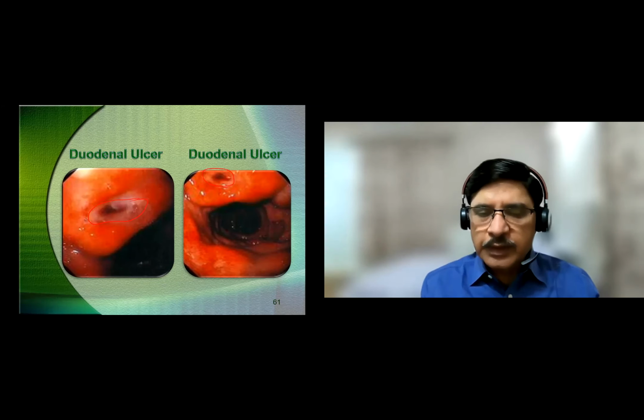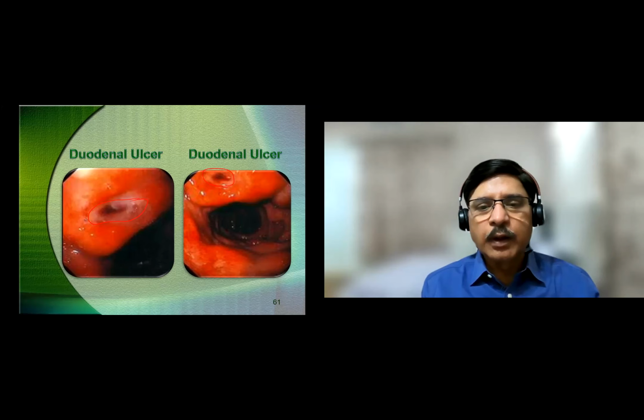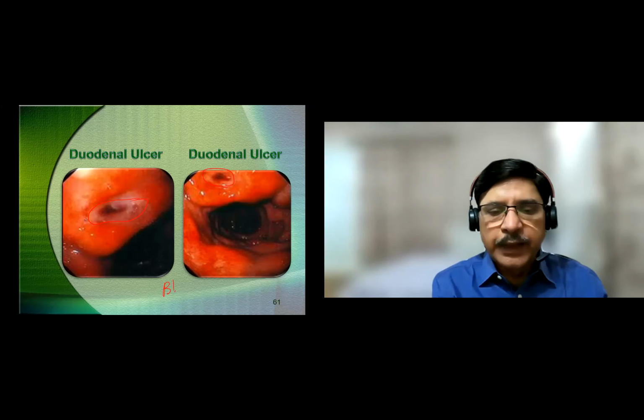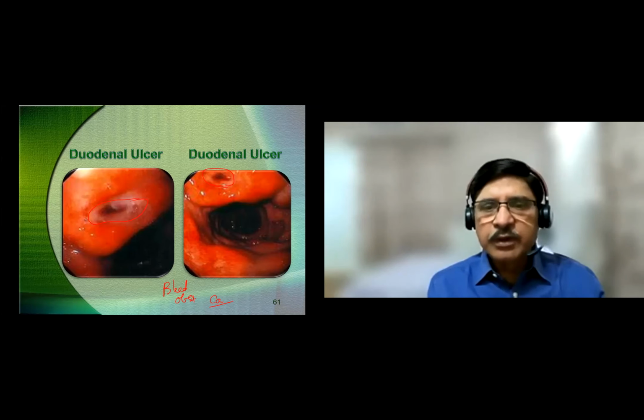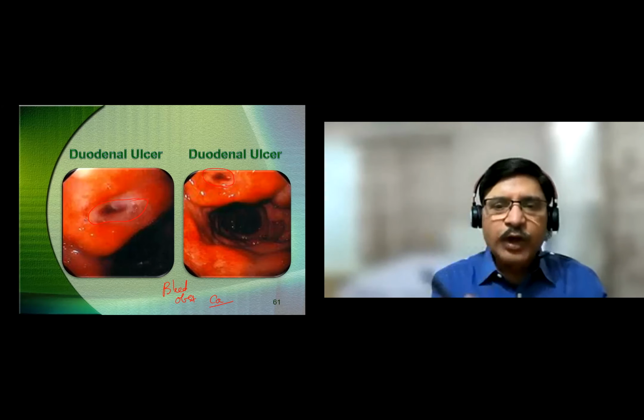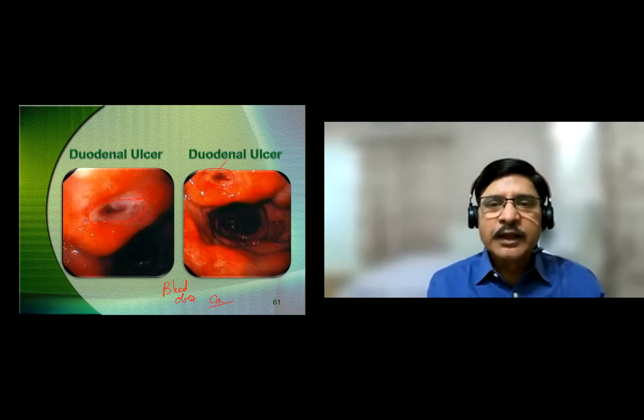And this can go on to stricture, obstruction, and what are the complications? Bleed, obstruction and stricture, and then turning malignant, cancer, are the complications of duodenal ulcer. That's why whenever we treat ulcer disease, at the end of 8 or 12 weeks, we have to repeat an endoscopy, to confirm that the ulcer has healed.